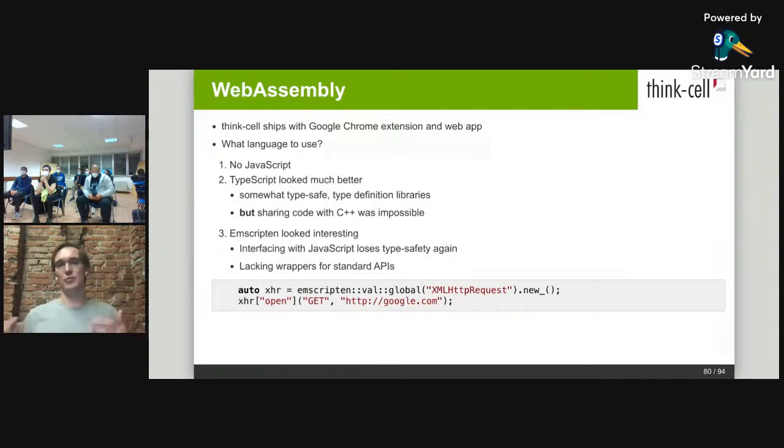Now suddenly, we could program in C++, but we couldn't interface with JavaScript anymore safely. Because in emscripten, when you make calls to JavaScript, they are not type-checked at all, something that TypeScript could do better. So instead, you're passing a lot of strings. So here, maybe we're creating a new XML HTTP request, and then we're calling a method on it. And we just have to hope that the open method exists and that it takes those numbers of parameters. There's no way that's going to be checked at compile time. So that was not so great. So we had to build our own little compiler.